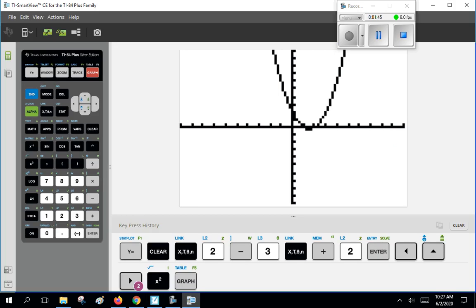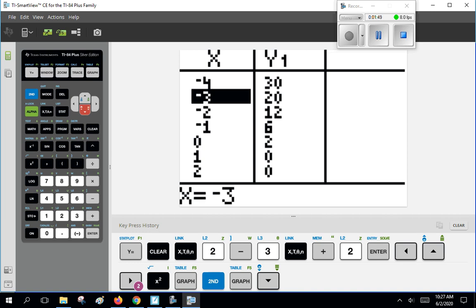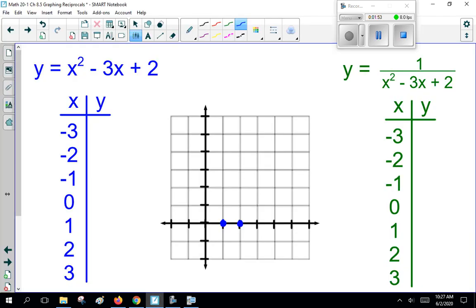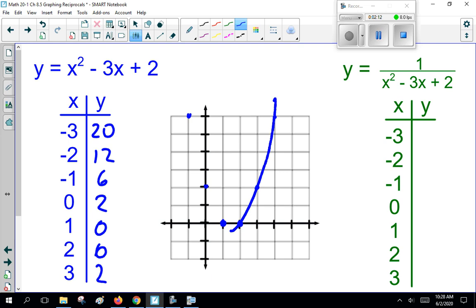Anyway, enough about that. Let's just look at the table of values, because it's so much easier that way. The y-values are 20, 12, 6, 2, 0, 0, 2, 6. So the parabola goes something like that.